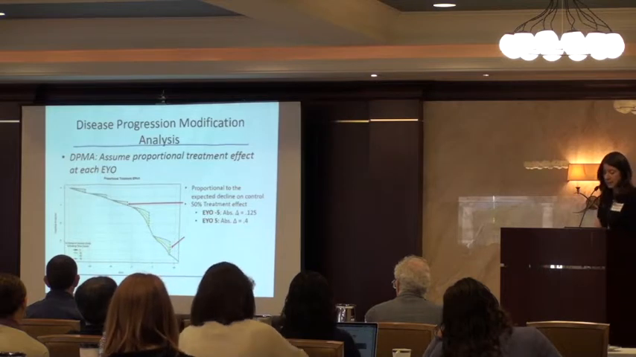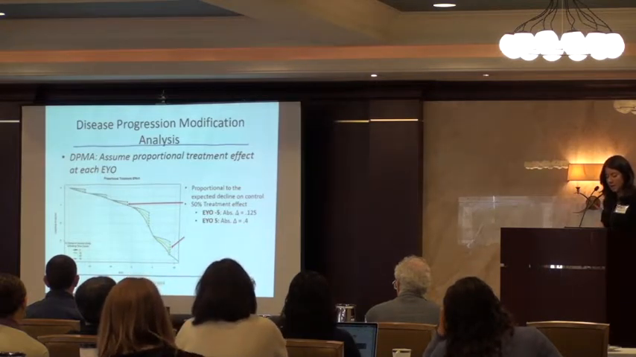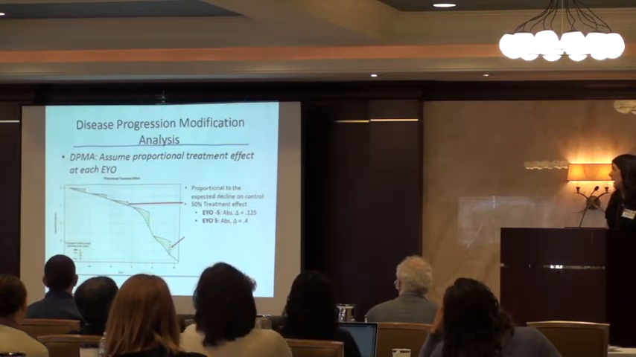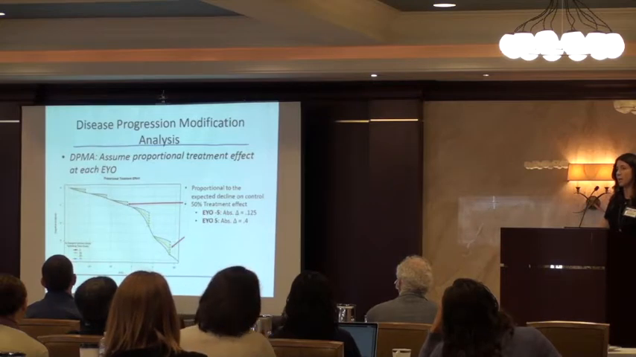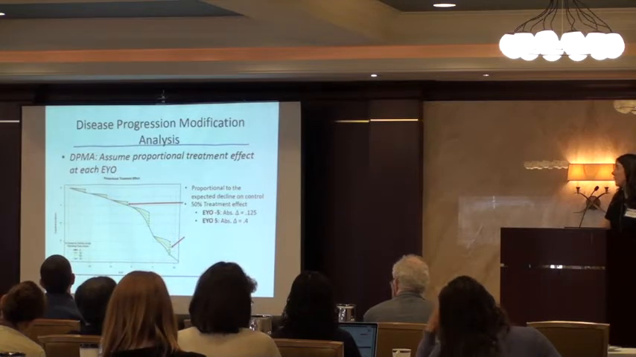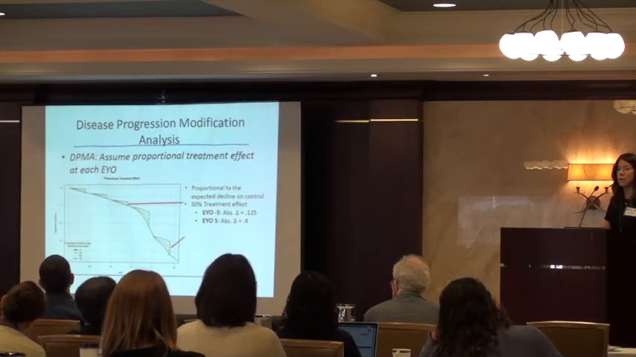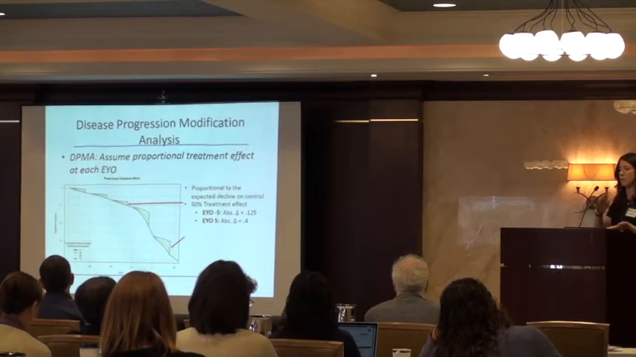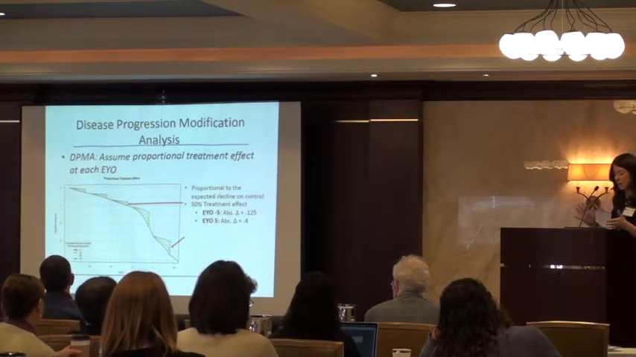In DIAN, and similarly in GNE myopathy, we developed a model that adjusts for EYO. In the case of GNE myopathy, it was a latent disease age parameter. It assumes a proportional treatment effect at each EYO, so this is not a constant treatment effect. We don't think the magnitude of the difference between treatment and control will be the same at each EYO and each time point, but proportional.